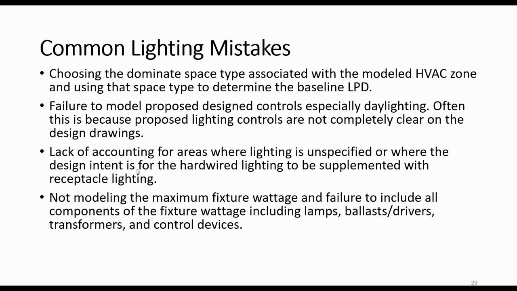The next is a lack of accounting for areas where lighting is unspecified or where the design intent is for hardwired lighting to be supplemented with receptacle lighting. So that last part, an example would be like in a hotel, maybe the bathroom has hardwired fixtures and the corridor when you enter the room, but the design intent is for there to be table lamps. So that's receptacle lighting. And so this needs to be accounted for. And so the compliance form automates this. As I showed you briefly, there's that column for entering areas where lighting is unspecified.